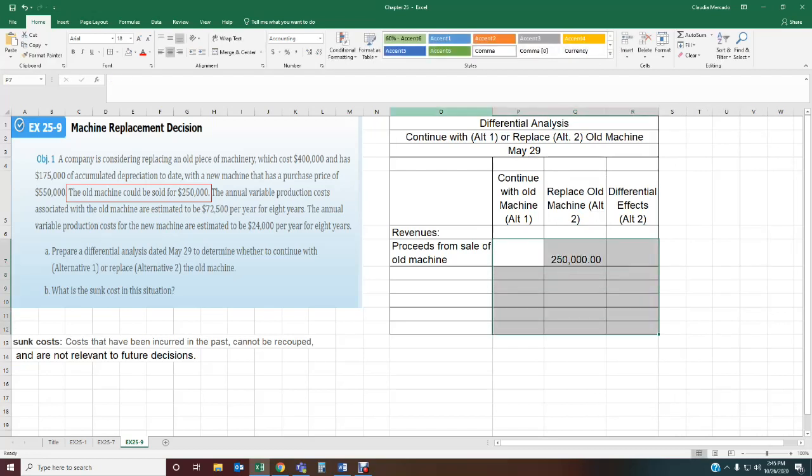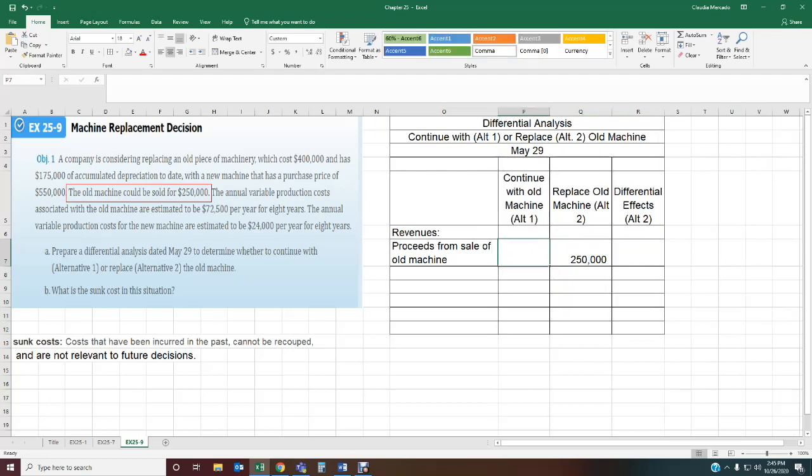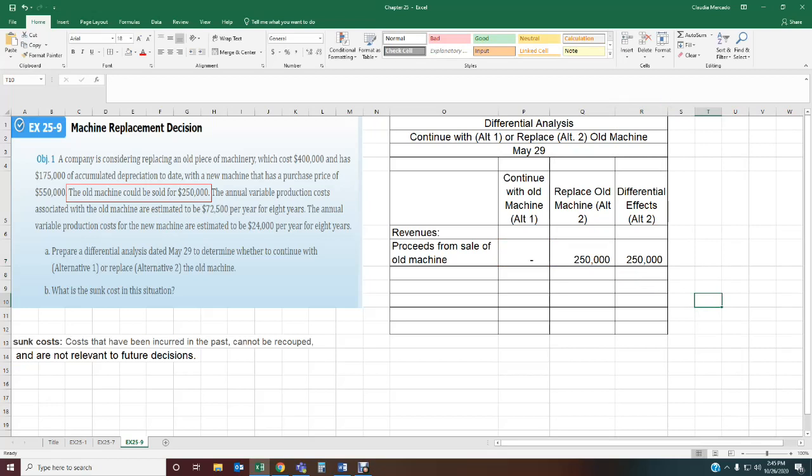Let me get rid of the commas. There we go. If you replace the old machine, that means that you're going to sell it, so you're going to get $250,000 out of it. If you keep the old machine, then you're not going to get any proceeds because you're going to keep it, right? So the difference would be alternative 2 minus alternative 1. We have a difference of $250,000.